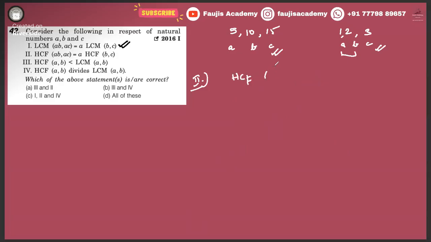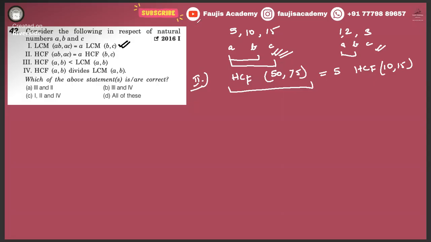Second one says HCF of AB and AC, with this data set I'm working on right now. HCF of AB is 50, and HCF of AC is 75. HCF of these two values is equal to A into HCF of B and C, where A is 5. What is the HCF of 50 and 75? Quickly, guys. 25. Which is equal to 5 into HCF of 10 and 15, which is 5. Which is 25. With this data set, we have got it correct. Now with this particular data set, HCF of AB, AC.